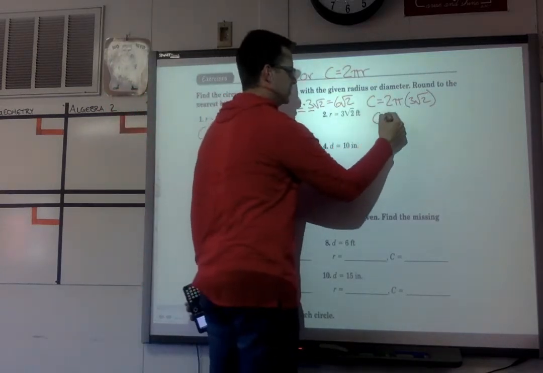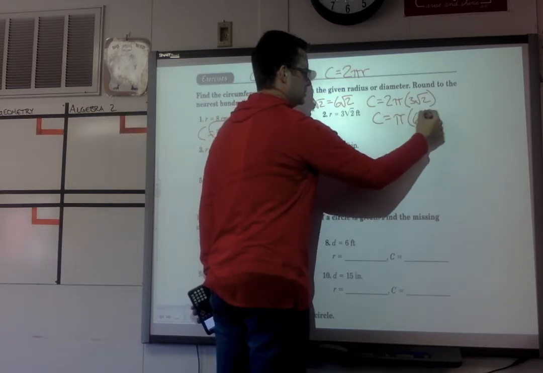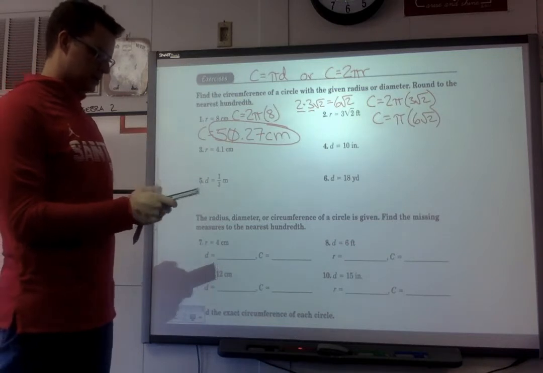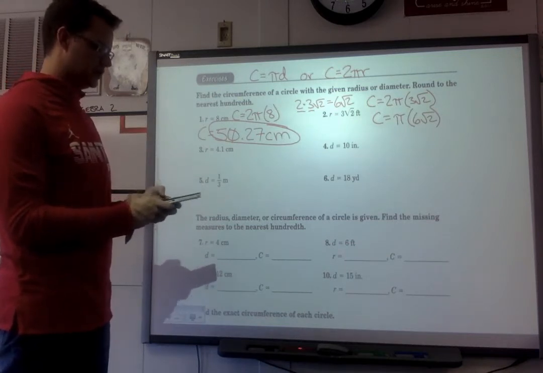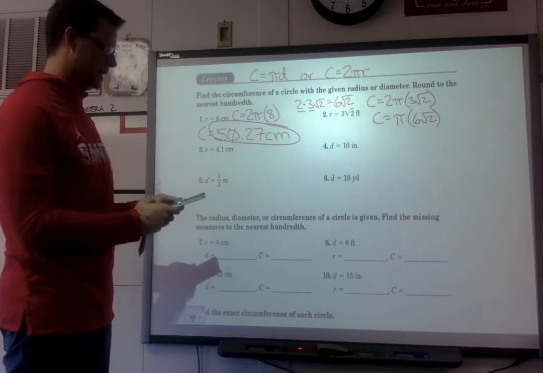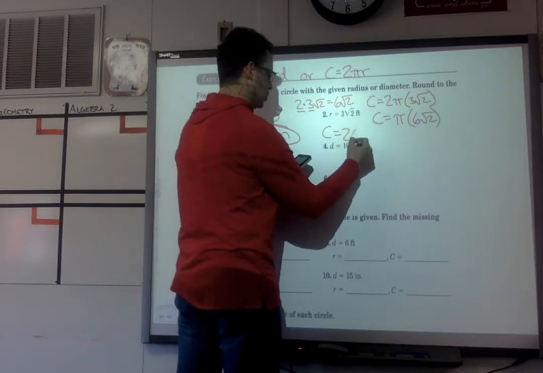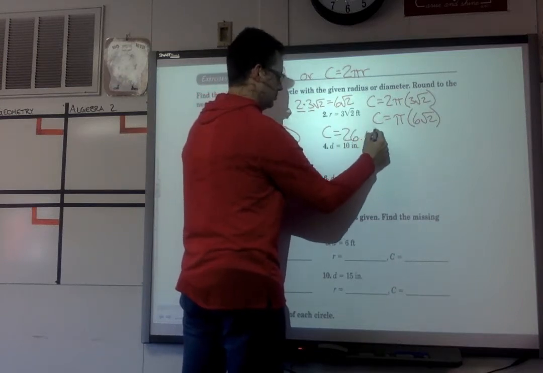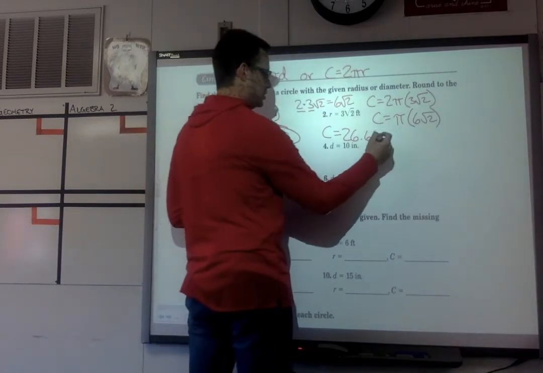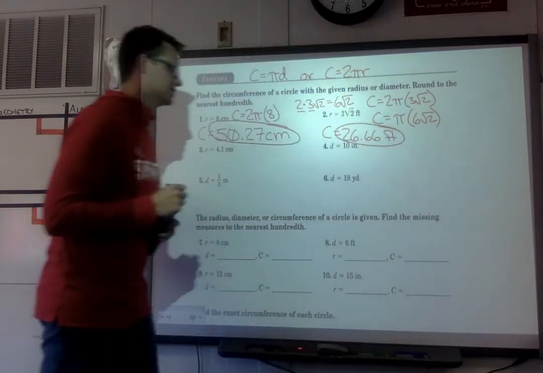So our circumference would be pi times 6 times the square root of 2. So I'm going to do 6 times the square root of 2, then I'm going to multiply that by pi, and I get my circumference of 26.66 rounded to the nearest hundredth. My label would be feet. So that would be my circumference right there.